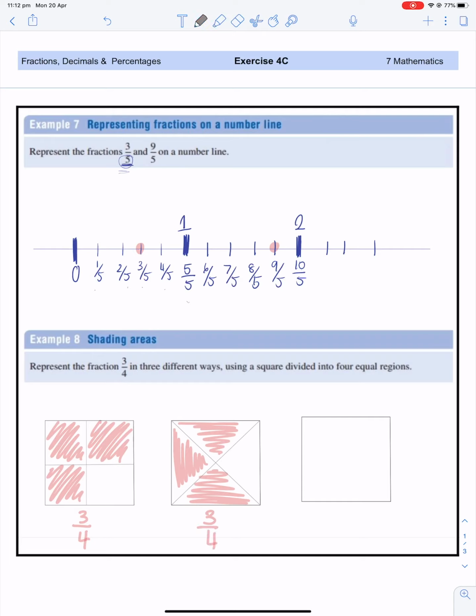And my last one, I'm just going to do a little bit differently. I might cut it in half this way, and then cut it in half there again. Okay, and then again shade 3 equal parts. So 1, 2, and 3, and that's 3/4 again.